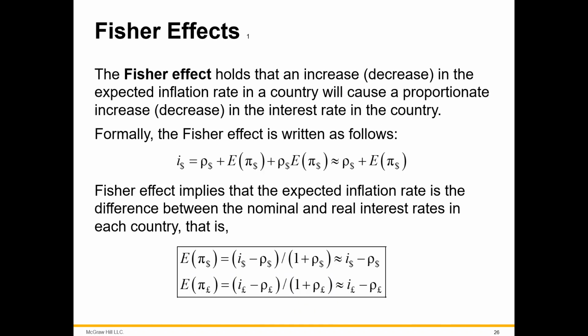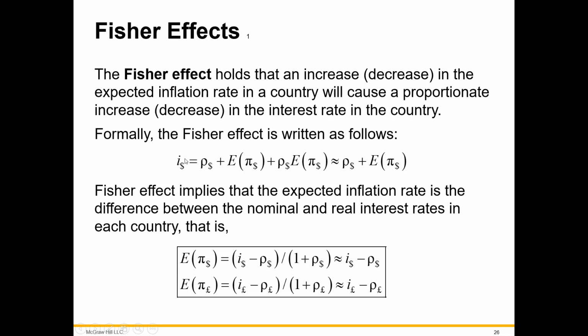Okay, another thing we need to talk about is the Fisher effect. The Fisher effect holds that an increase in expected inflation in a country will cause a proportionate increase in the interest rate in that country. And a decrease in expected inflation will cause a decrease in the interest rate. So what is this coming from?